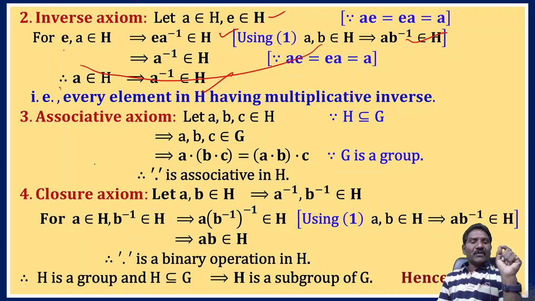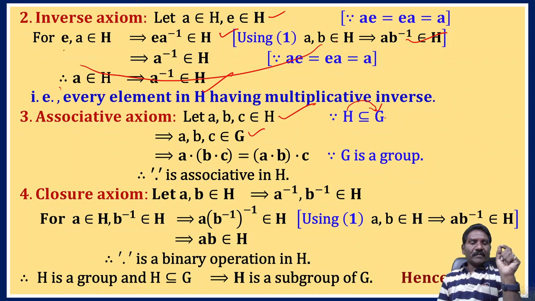Next, third one is associative. Take 3 elements in H. a, b, c belongs to H gives abc belongs to G. Since H is a subset of G, all the elements in H are the elements in G. abc belongs to H means abc belongs to G. That is, G is a group satisfying the associative property. So (a·b)·c is equal to a·(b·c).